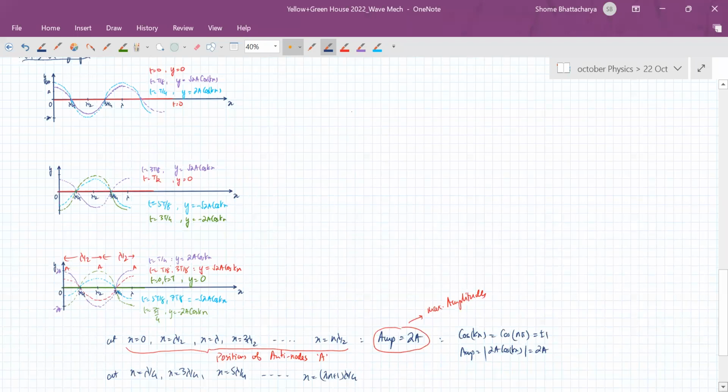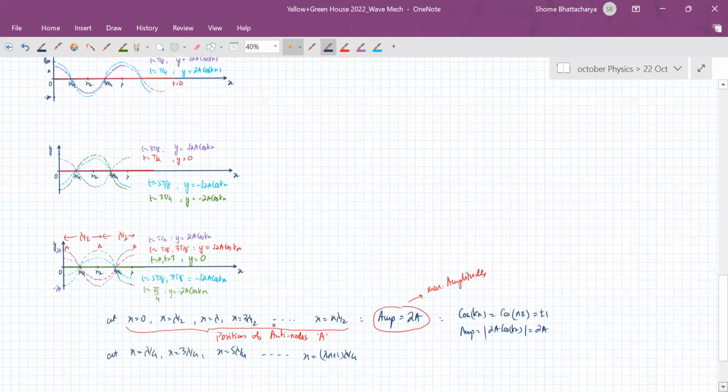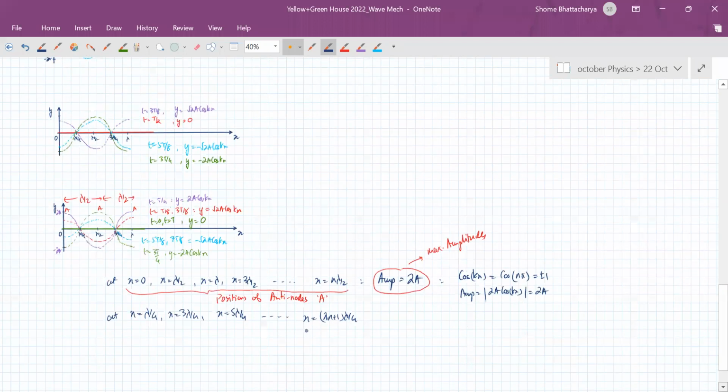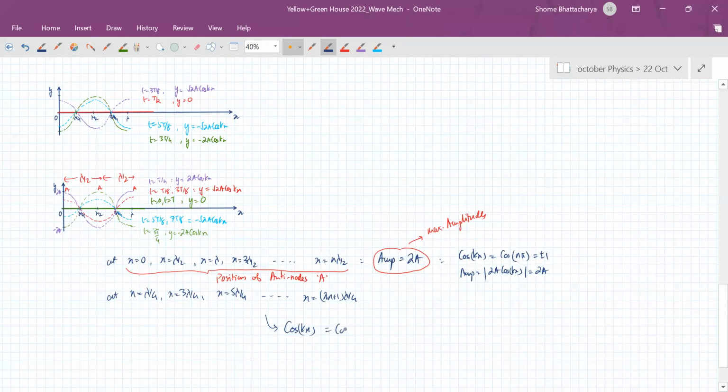So what you will see at these odd multiples of lambda by 4 is that cos kx will become cos of odd multiple of pi by 2. So that will become 0. So the amplitudes at these points will be 0. So this is the minimum amplitude points. These are the points which become like fixed points because the amplitude is 0. So these are collectively called the nodes.